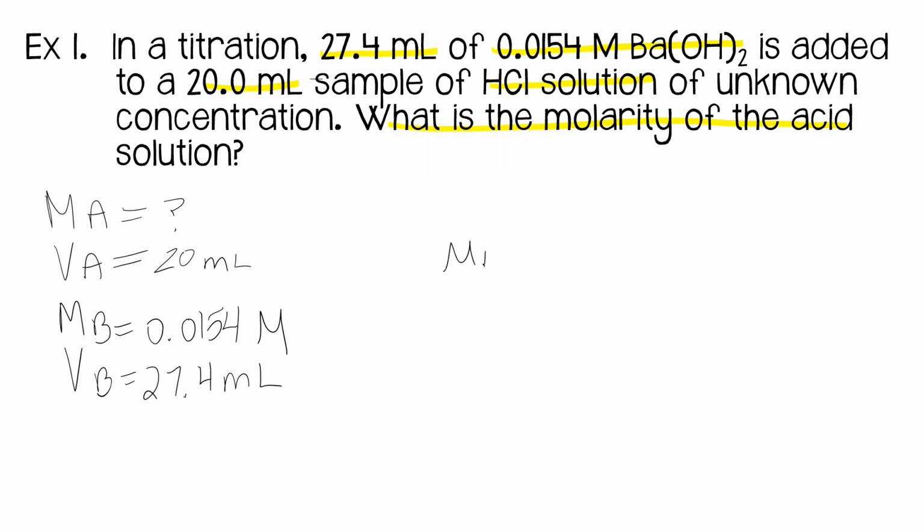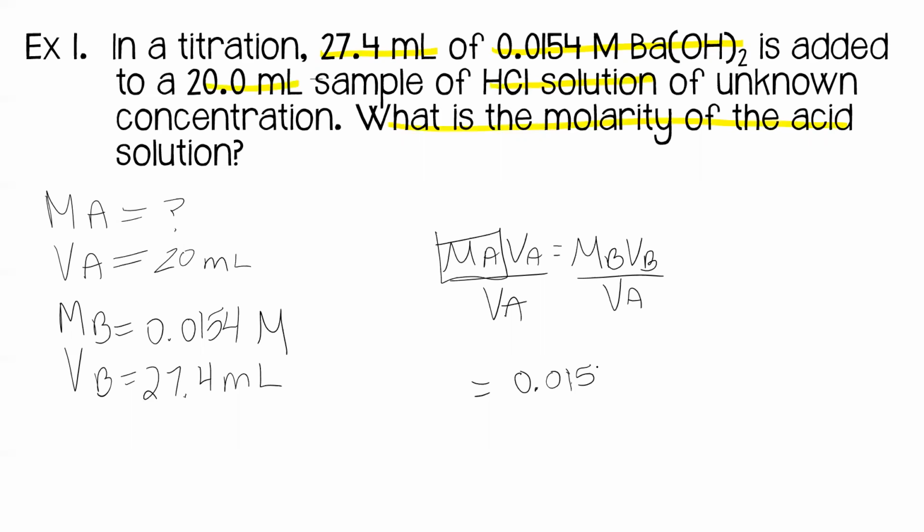So my equation is MA VA equals MB VB. I am solving for MA, so I'm going to divide both sides by VA. And then I can just plug in MB, forget units, times VB, all divided by VA. So milliliter is going to cancel out milliliter. Oops, I forgot my unit. I'm left with molarity. So plug that into your calculator.